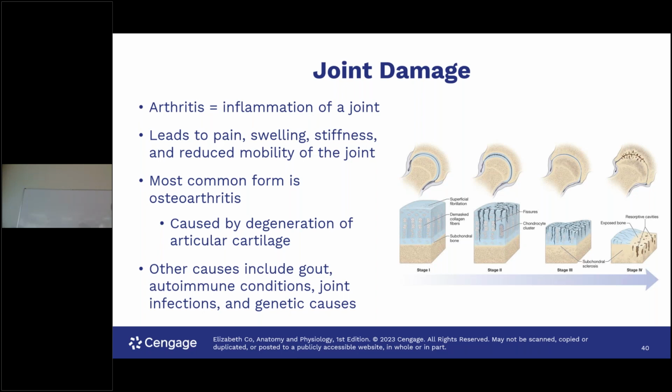All right. So inflammation of a joint. So arth, right? That word root, arth, joint. Inflammation of would be then the itis. Leads to pain, swelling, stiffness, reduced mobility of the joint. Folks, osteoarthritis is a degenerative joint disease, DJD. Degenerative joint disease, osteoarthritis. It's the wear and tear arthritis, folks. Degeneration of the articular cartilage.